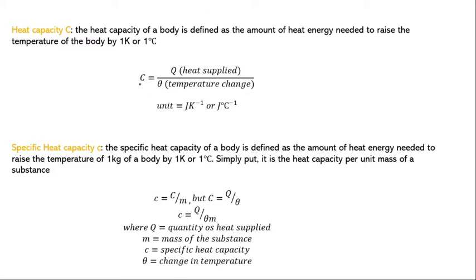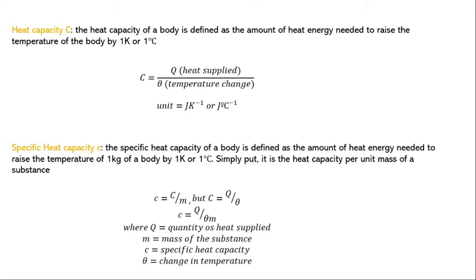Mathematically, heat capacity is given by capital C equal to Q over delta theta. Delta theta is the temperature change, which is the 1 Kelvin that we are talking about, and Q is the heat supplied. So the ratio of the heat supplied over the change in temperature gives us our heat capacity. It has the unit of joules per Kelvin or joules per degrees Celsius.